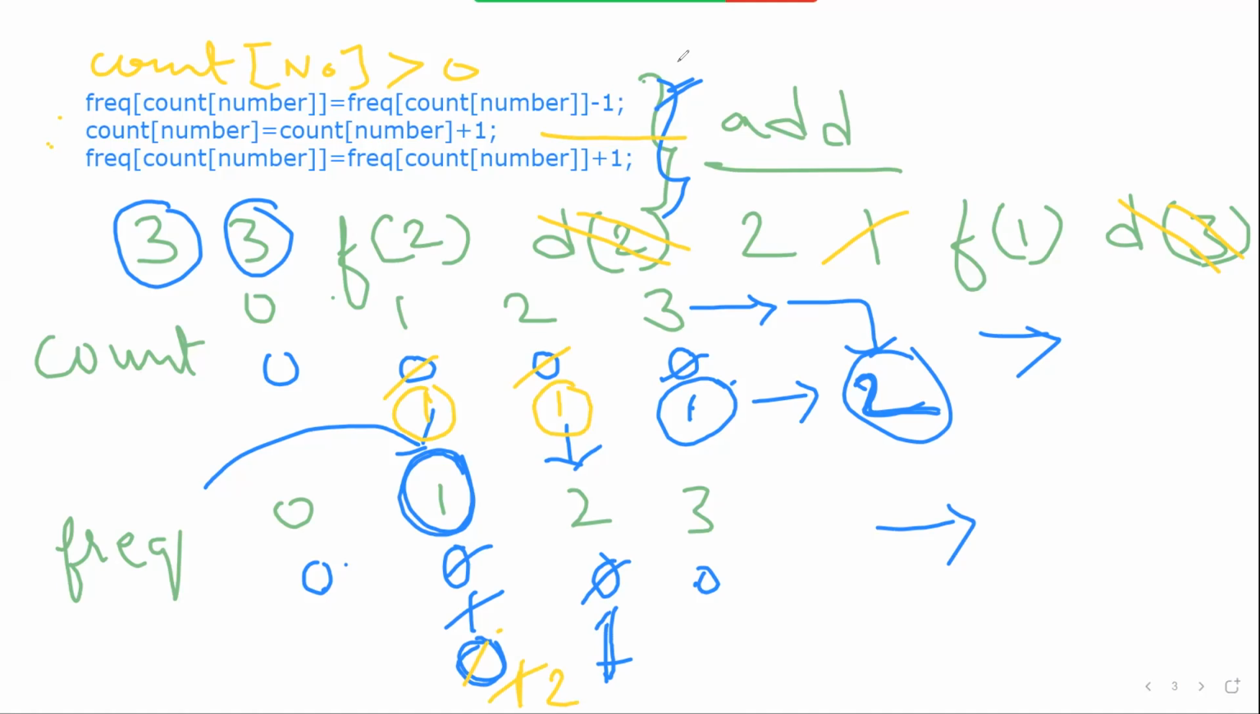Now if they are asking whether we have any element with frequency 1, yes, we have 2 elements. We don't know what those elements are, we cannot say that in constant time, but we have 2 elements. So this will also return true. And this is how this code is working. I hope this is very clear. So let's go to deletion 1.